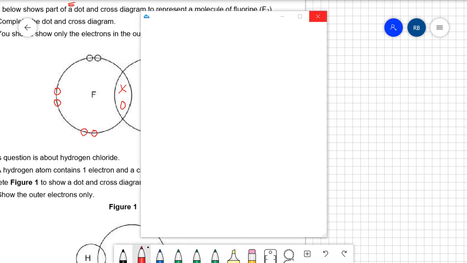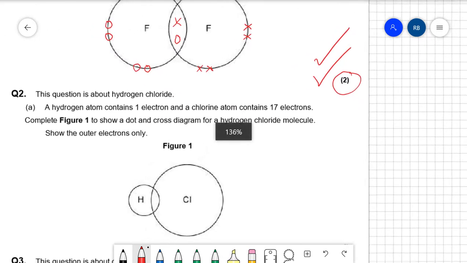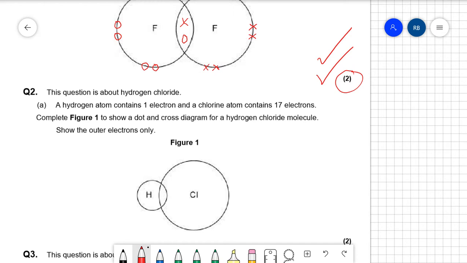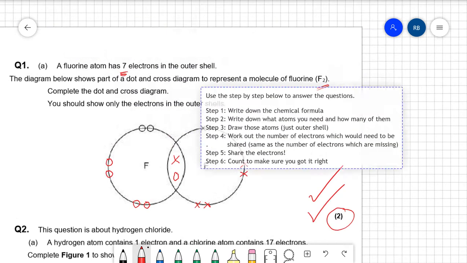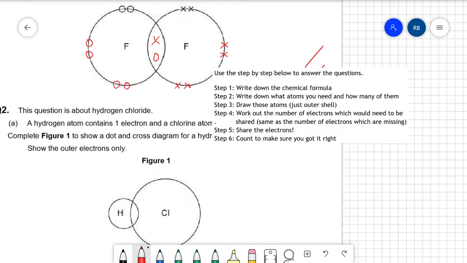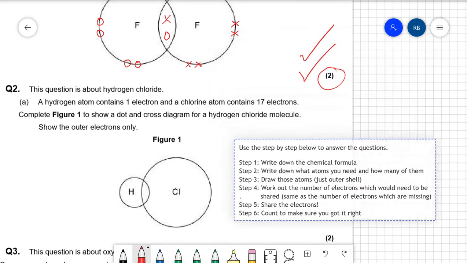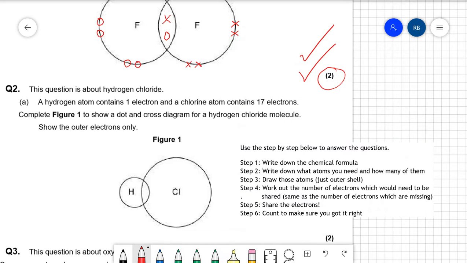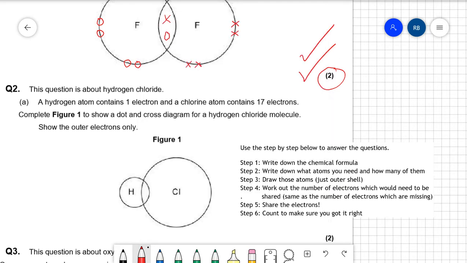Okay, great stuff. Let's have a look at question 2. And let's see what we think. Here is a question about hydrogen chloride, and we have information there. To help us, I'm just going to pull down the list of instructions. I'm going to leave this on the screen here. When you're ready, stop the video and come back to it when you think you've finished this. So start the video now, please.